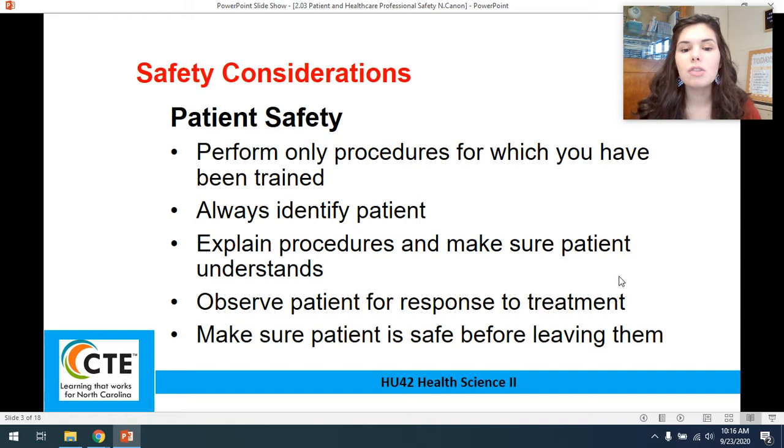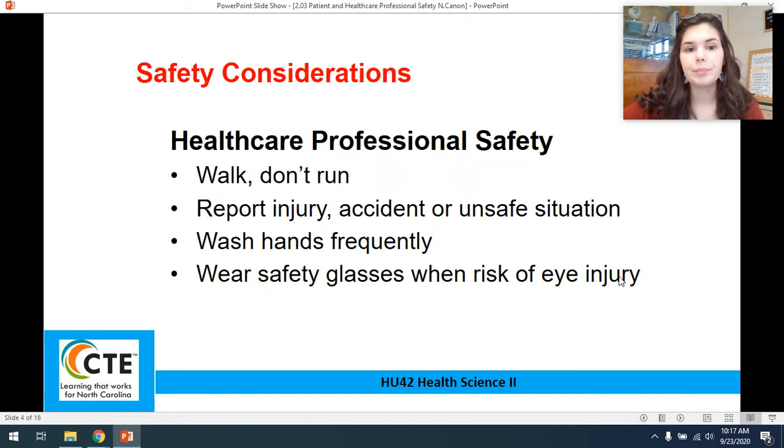And then lastly, making sure that the patient is safe before you leave the room. Always before you leave a patient room, if they're in their wheelchair, make sure the brakes are locked and that they're positioned somewhere that they want to be. If they're in the hospital bed, again, making sure that the brakes on the bed are locked, that they have their call button close by in case they were to need something, and making sure that everything in the room is where it's supposed to be and there's no potential hazards.